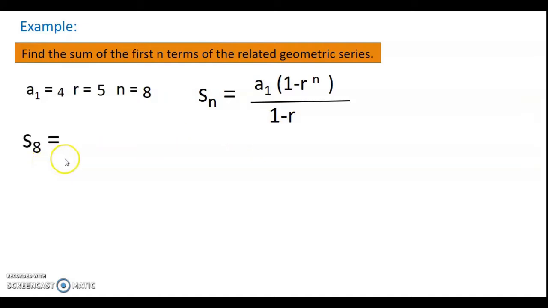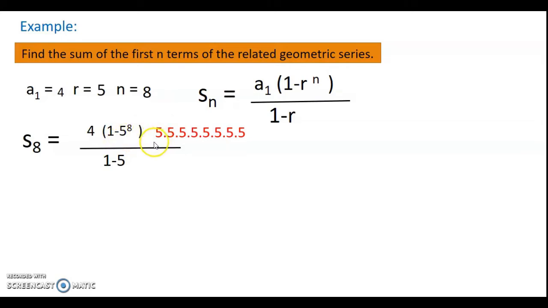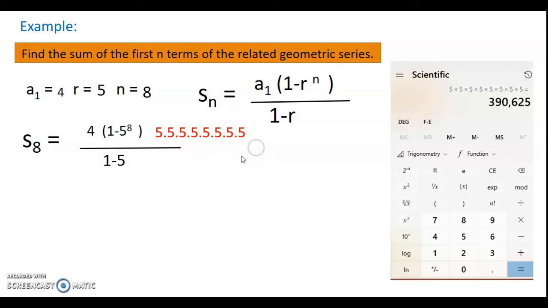S sub 8 is equal to 4 times 1 minus 5 raised to the power of 8, over 1 minus 5. To get the value of 5 raised to the power of 8, we have to multiply 5 by itself 8 times. So 5 times 5 times 5 times 5 times 5 times 5 times 5 times 5. So we get 390,625.